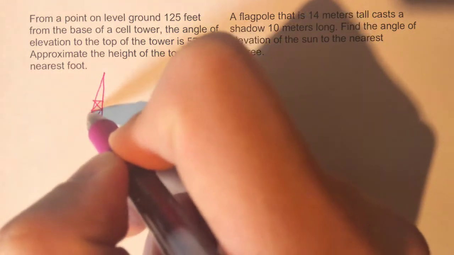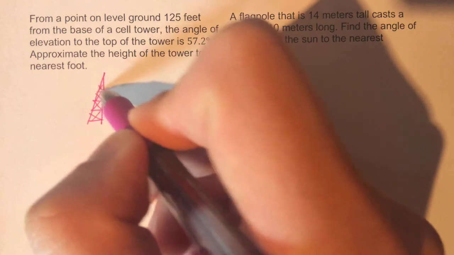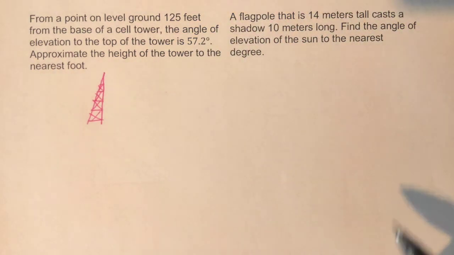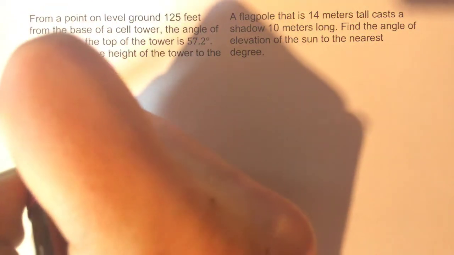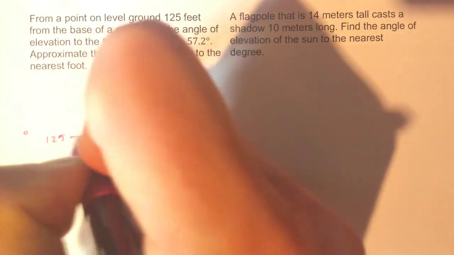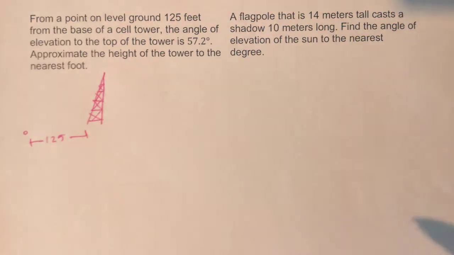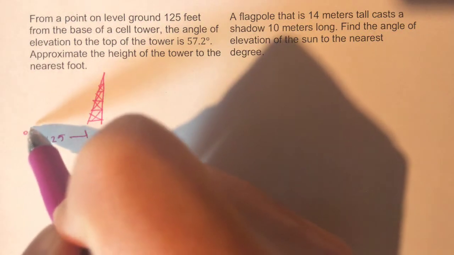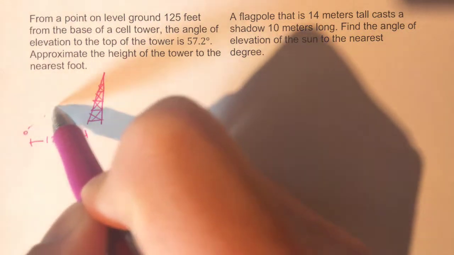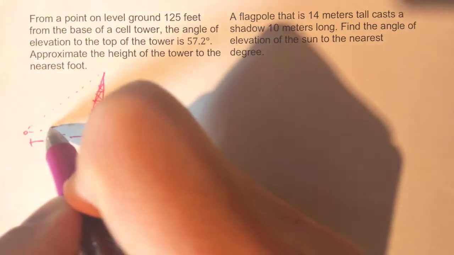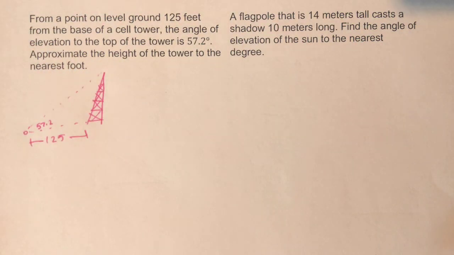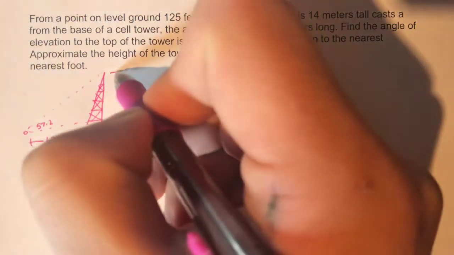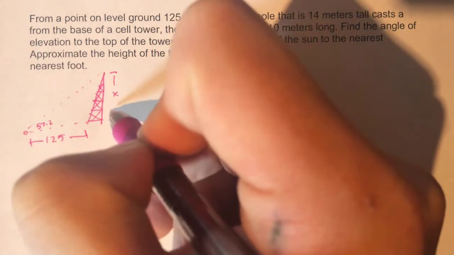Looks like this, right? Something like that. So we got a cell phone tower. We are standing 125 feet from that cell phone tower. We have one of those little angle measure things, and we look to the top of that cell phone tower, and that angle measure thing says it's 57.2 degrees to the top. We want to know how tall is that cell phone tower.